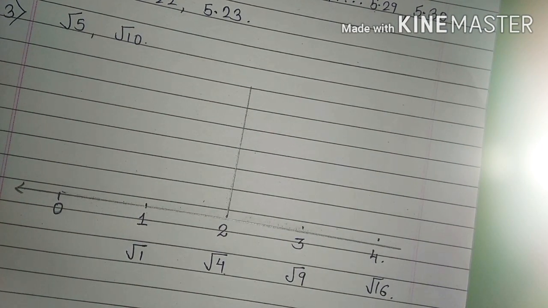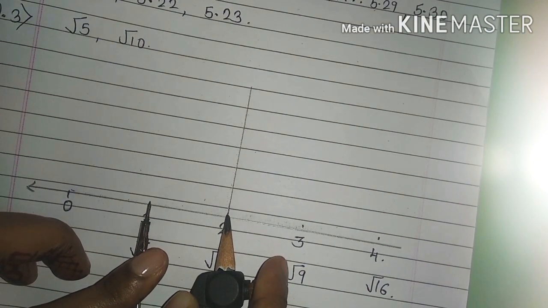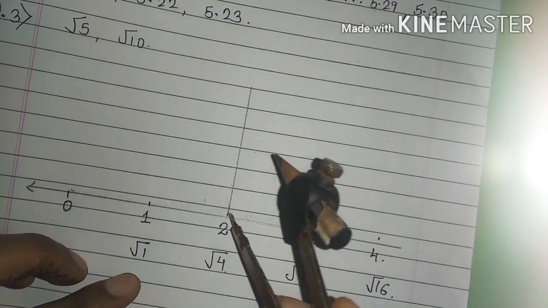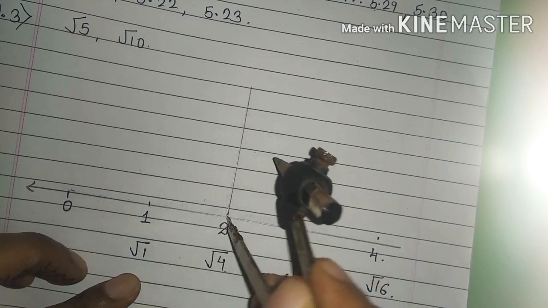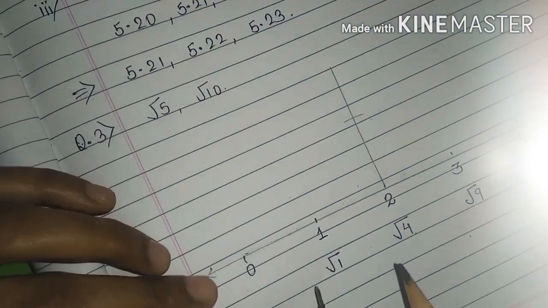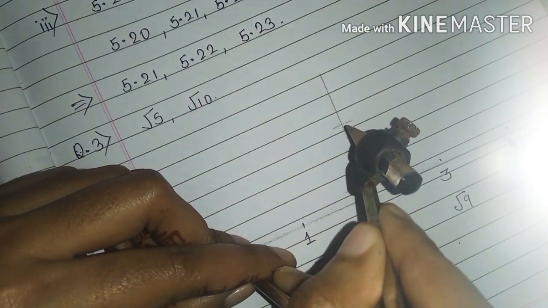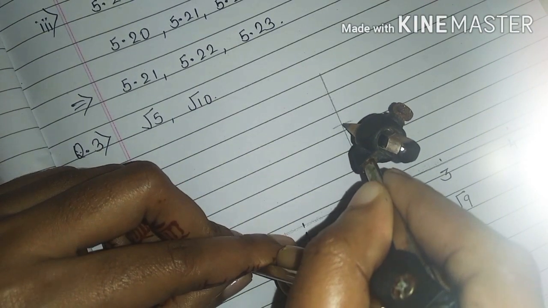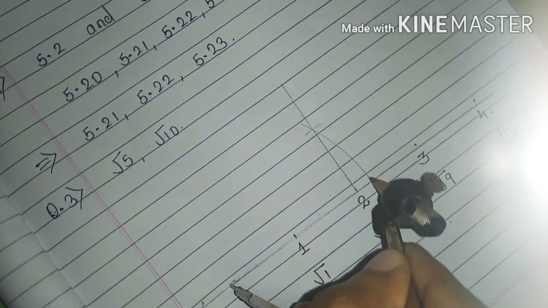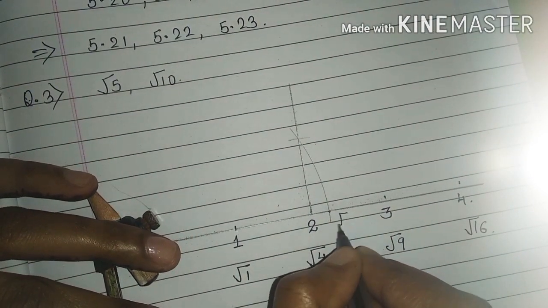Okay, after drawing this perpendicular line, now measure this distance from 1 to 2. We have taken 3 centimeter directly. You can take it from a scale also, or otherwise you can measure from here also. Okay, now keep your pointer on this 2 and draw an arc. After this, now keep your pointer on 0. Now here you will get an intersecting point. Now using this intersecting point, draw an arc. Now this is nothing but root 5.